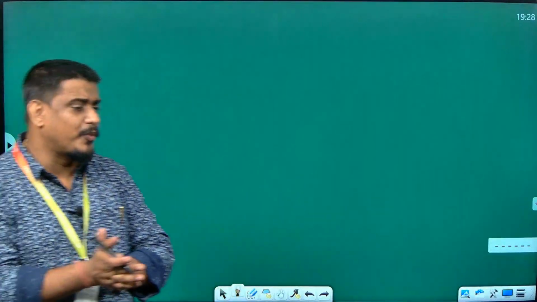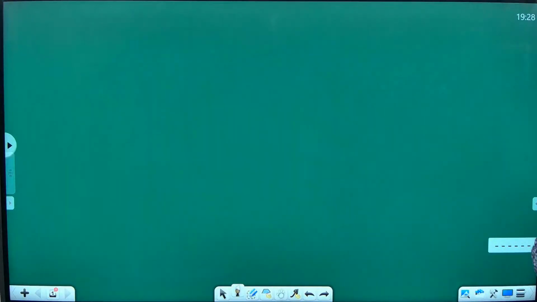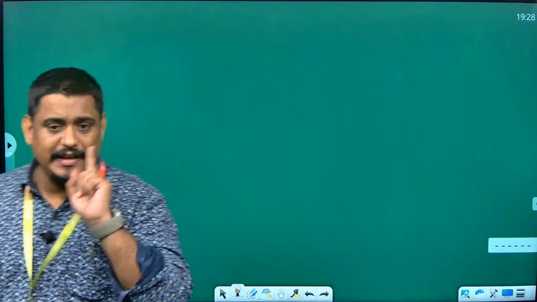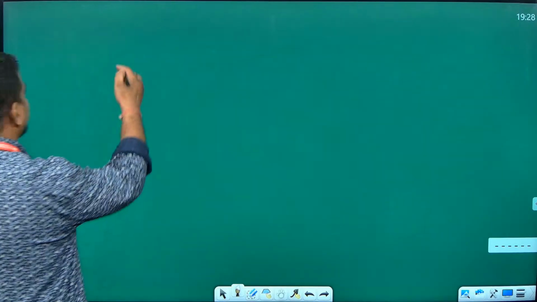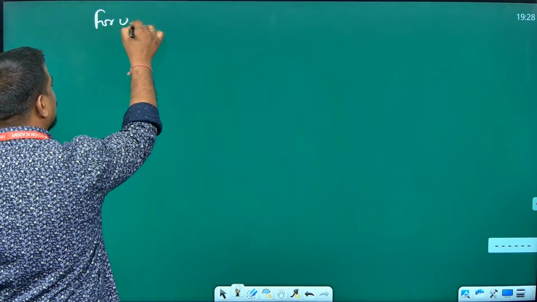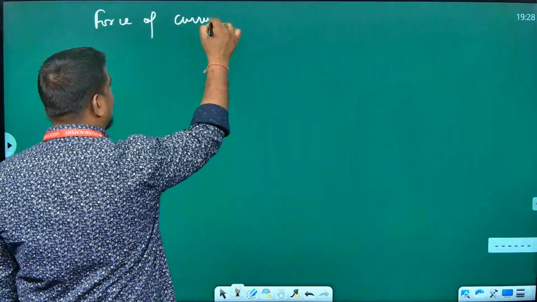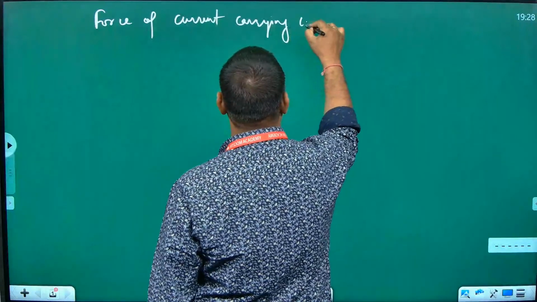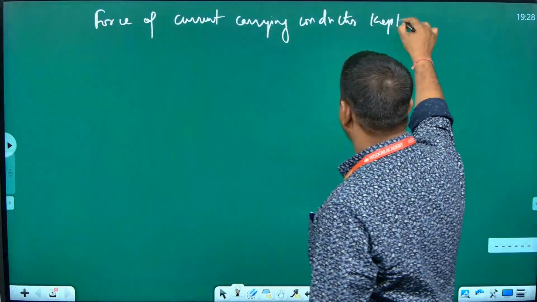And today we are going to proceed from there, and our aim is to finish this chapter today. Today's class is going to be the last class for this chapter, if everything goes as per the plan. So give the heading as, today's class first heading is force on a current carrying conductor kept in a magnetic field.